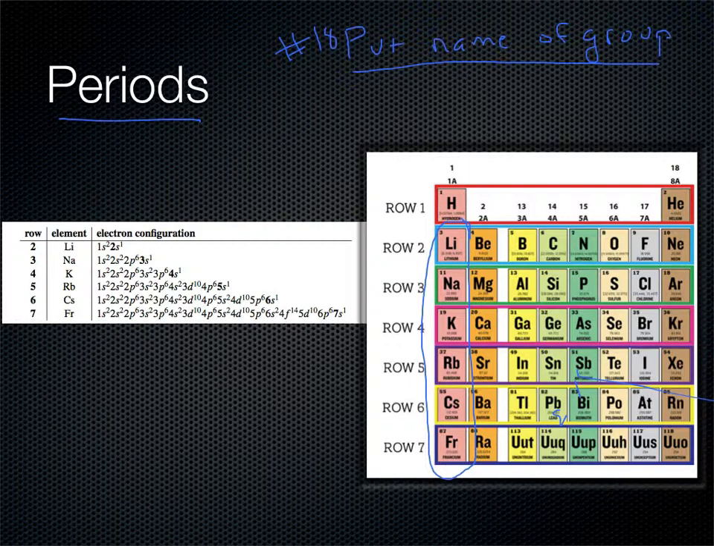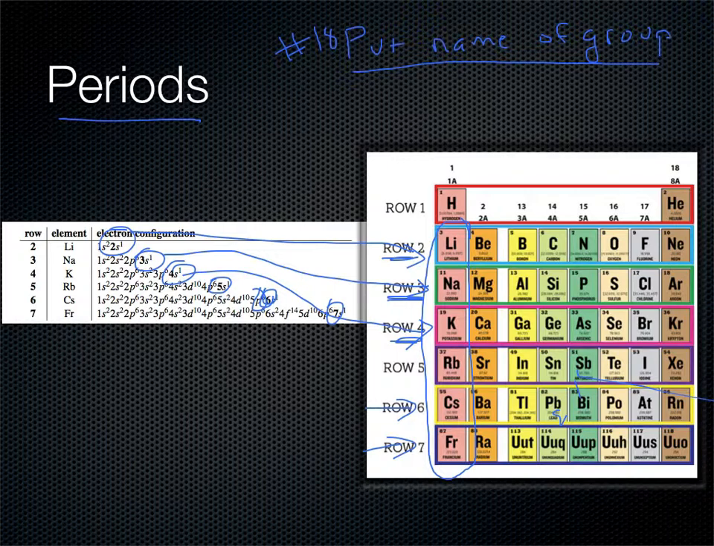And notice here, this is what they're trying to show you. Okay, 2S, that's this one. 3S, that's this one. 4S, that's this one. Notice that 4S is in row 4, 3S is in row 3, 2S in row 2. And so I think what they're trying to point out here is that last level, the outer level, tells you what row in the periodic table you should be in.